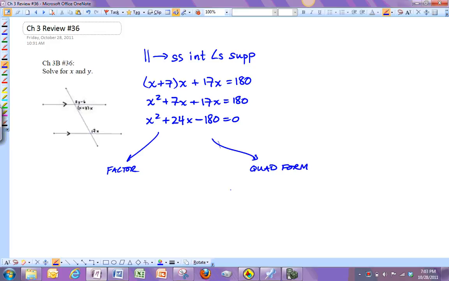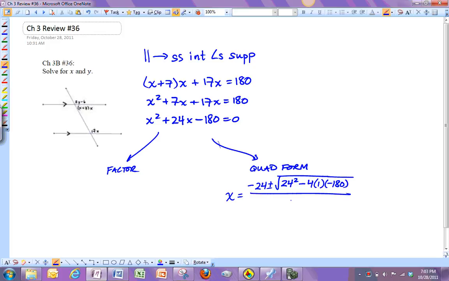Okay, so I'll just set up the quadratic formula here, but remember it's negative b, so negative 24, plus or minus the square root of b squared minus 4ac, all over 2a. And if you work this out carefully, you're going to get a couple of different answers. You're going to get 6 or negative 30. And we'll come back to this in a minute.